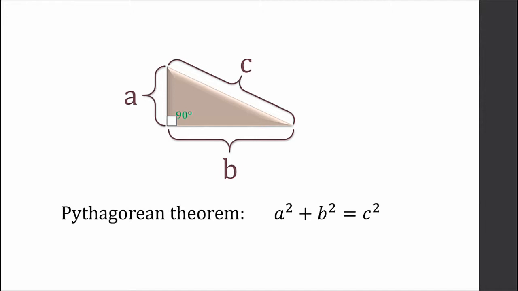Here we have a right triangle in brown. This triangle will remain the same color throughout this presentation. It doesn't matter which right triangle we draw, we only care that A and B are perpendicular to each other. That is, they are 90 degrees to each other. Other than that, the lengths of sides A and B can be whatever we choose.